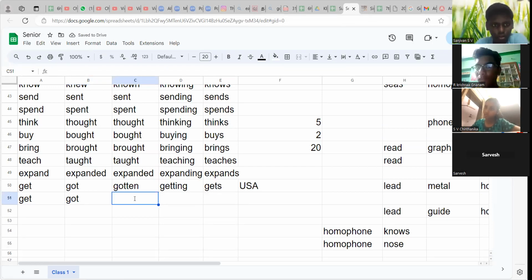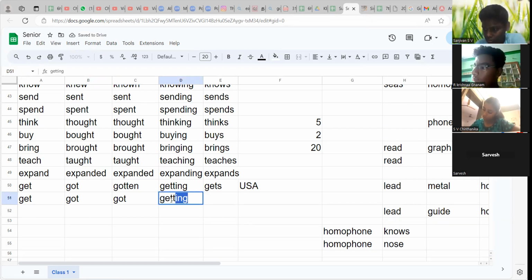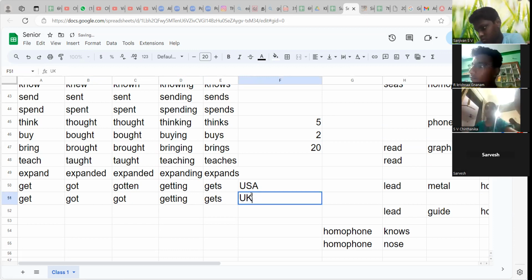Got, God itself. So get, got, God, getting, gets. You put UK there so that you remember. You have to remember that both of them are same.